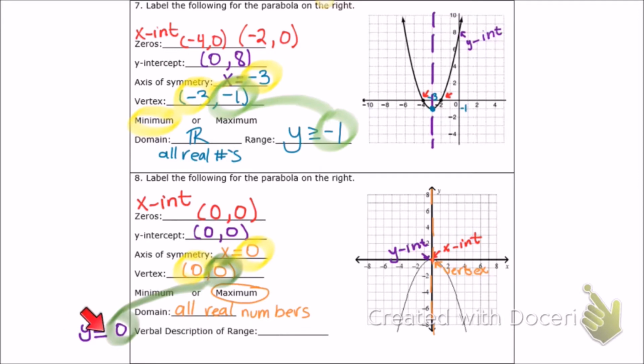Okay, so if I read this, it says y is less than or equal to 0. When you write it, instead of using the variable y, we're going to use all real numbers. So we're going to say all real numbers are, what does the inequality say? Less than or equal. Less than or equal to what number? 0. Okay, so this is the verbal description of my range.